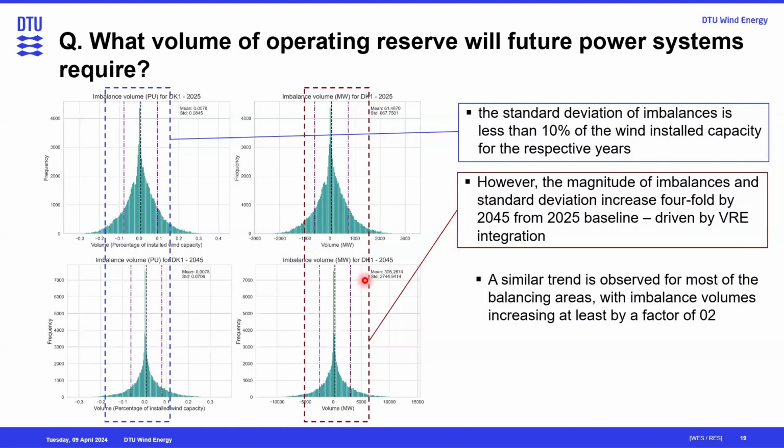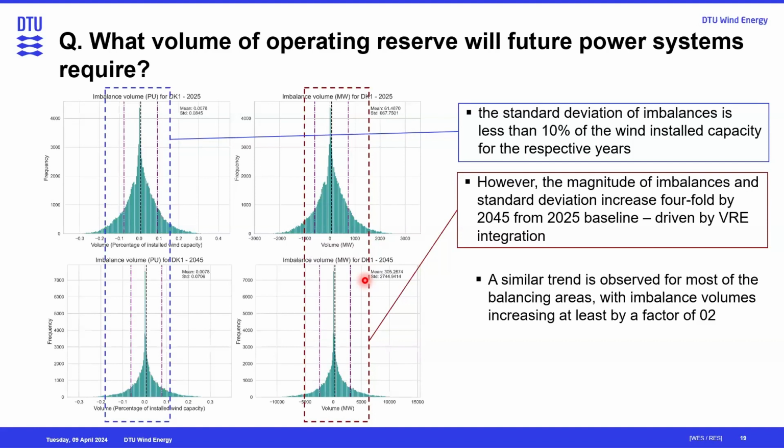But what volume of operating reserve will future power systems require? So we have the example of DK1. Denmark has two parts, DK1 and DK2. DK1 is connected to continental Europe and DK2 is connected to the Nordics. And typically we have around 2.5, 3 gigawatt peak load in each of these regions.